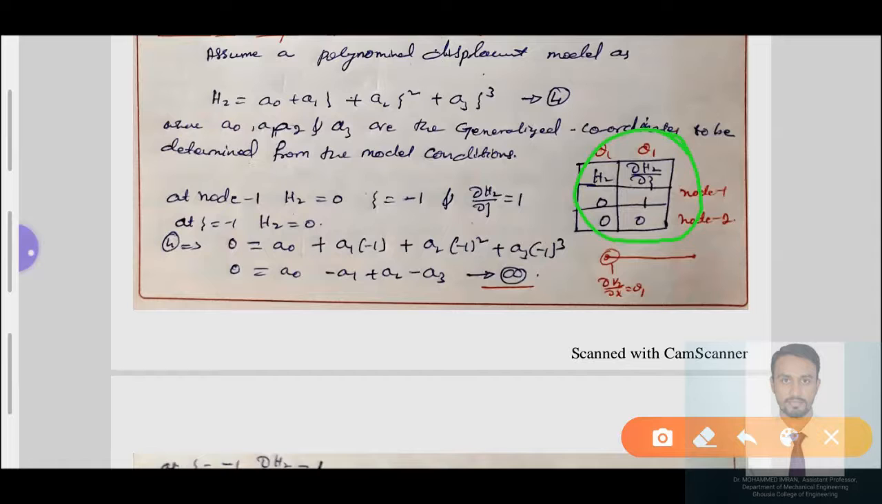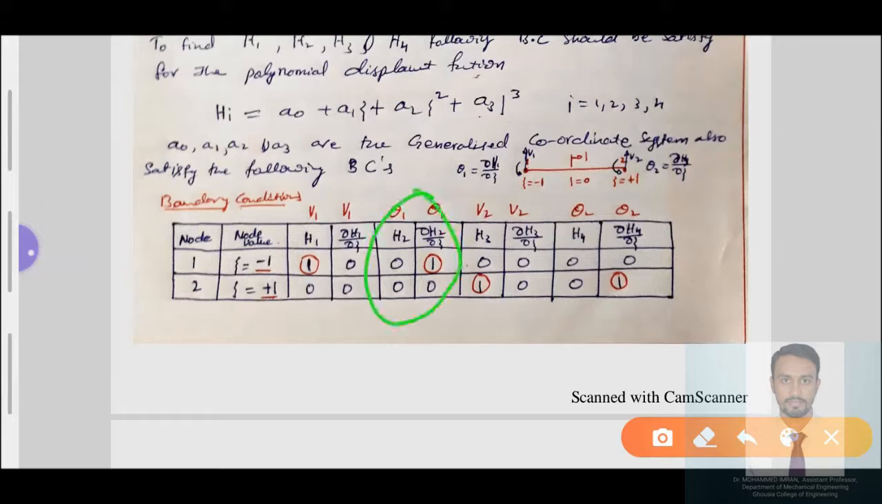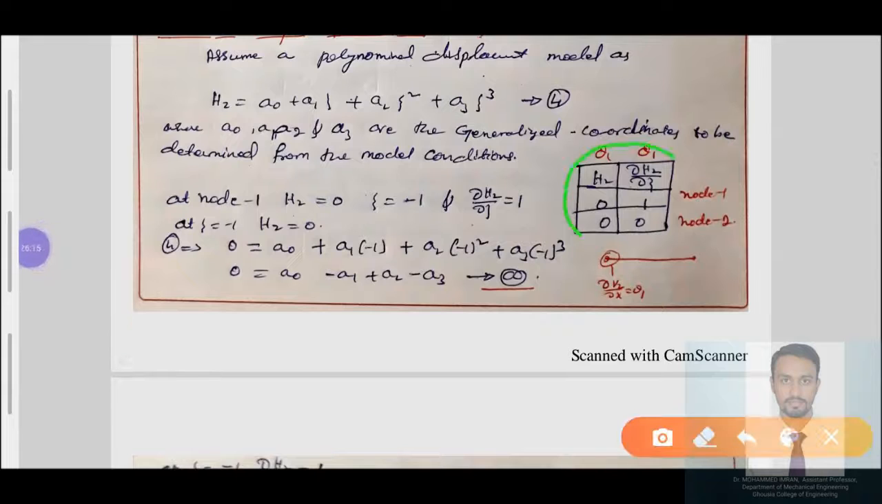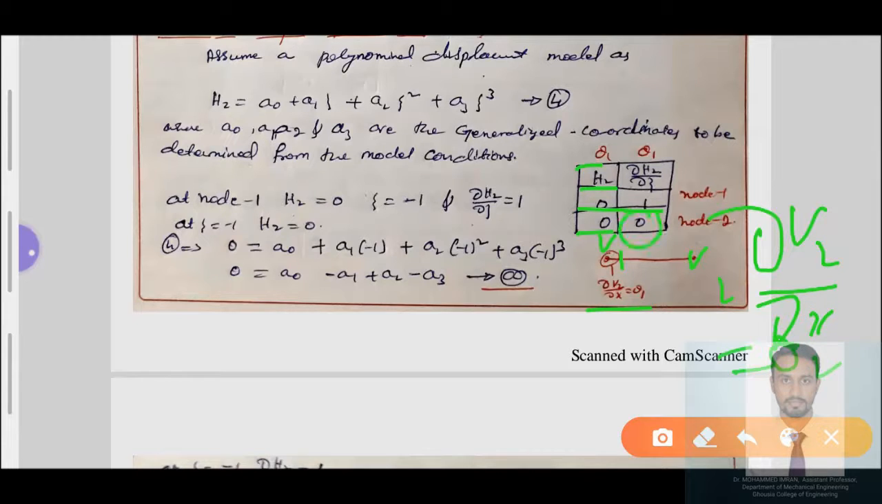I have copied the boundary condition with respect to node number 1 towards the rotation. Check out these values I have copied. These are the boundary conditions, four boundary conditions we have. With respect to theta 1, h2, where with respect to v1 is equal to 0, with respect to dou v2 divided by dou x is equal to 1, with respect to v2 is equal to 0, with respect to dou v2 divided by dou x, that is theta 2, is equal to 0. Only the value of theta 1 is equal to 1, that is dou h2 divided by dou zeta is equal to 1.